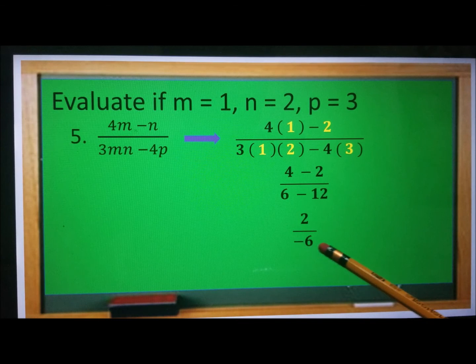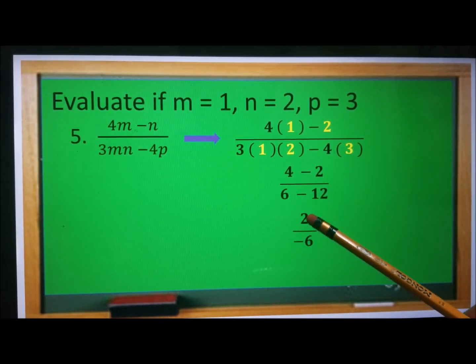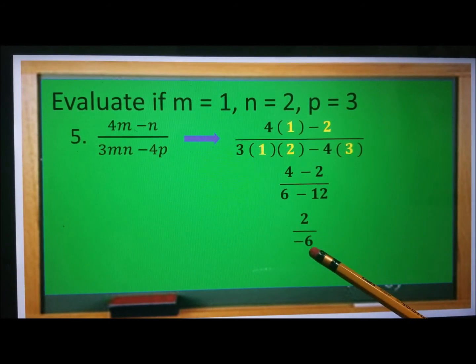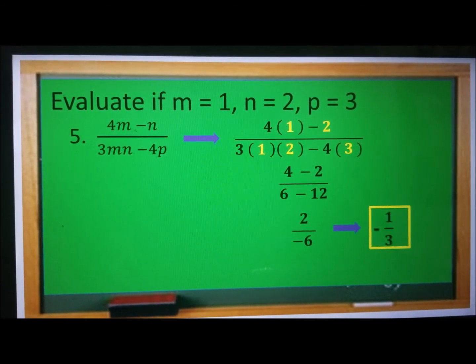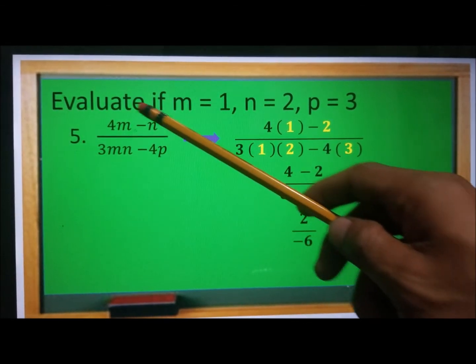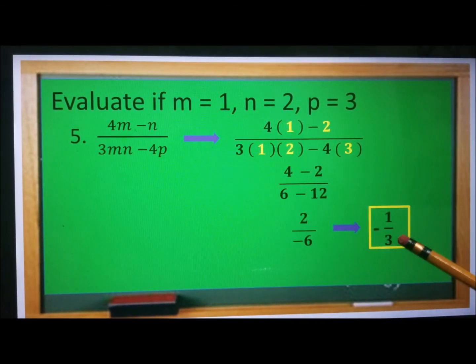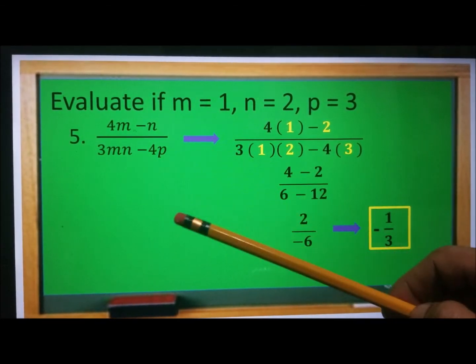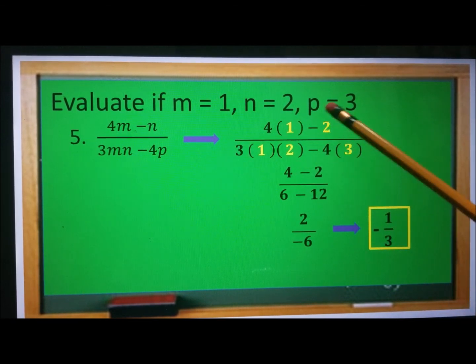All we have to do here is to simplify the result. Getting the common factor between 2 and 6, that would be 2. So 2 divided by 2 would be 1, and 6 divided by 2 would be 3. So the resulting value would be negative 1 over 3. Why negative? Because positive divided by negative is negative. So the value of this expression is negative 1/3 when we evaluated that using the value of m as 1, n as 2, and p equal to 3.